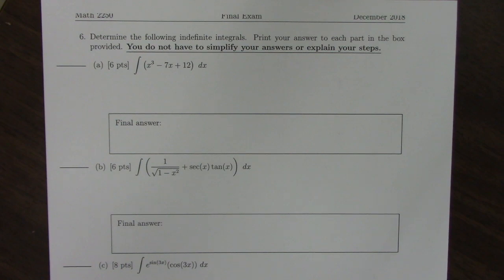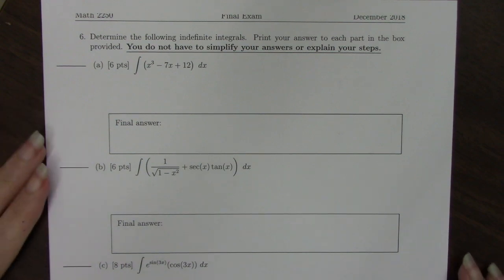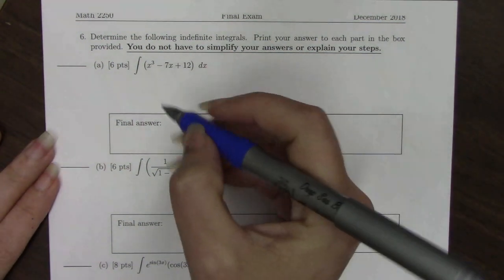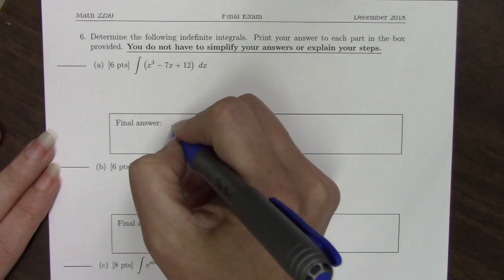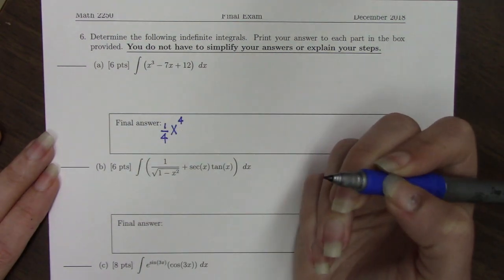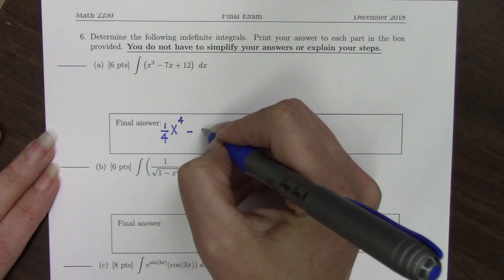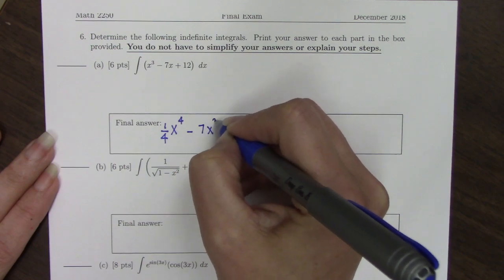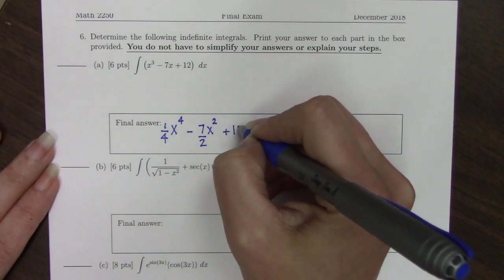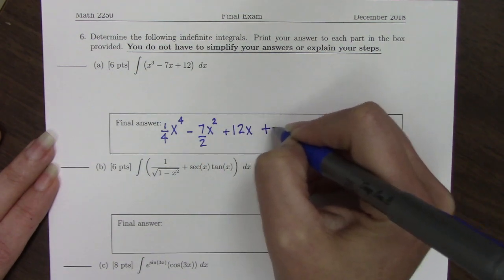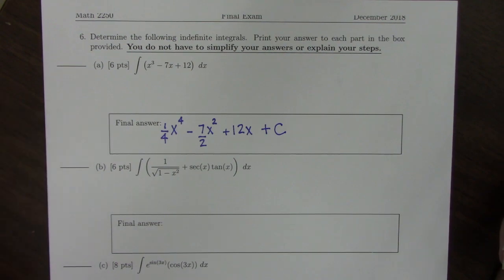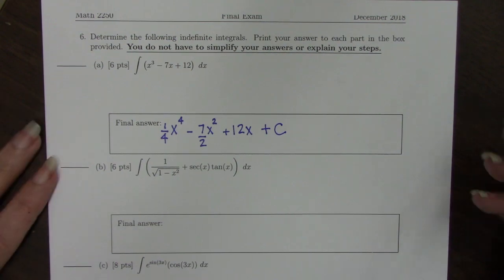So the first problem is a polynomial, so we can actually anti-differentiate this by undoing the power rule. So we add 1 to the exponent and then divide by the new exponent. 7x becomes 7x squared divided by 2 plus 12x, and because this is an indefinite integral, don't forget the plus c. It's a very big point deduction if you don't put the plus c.